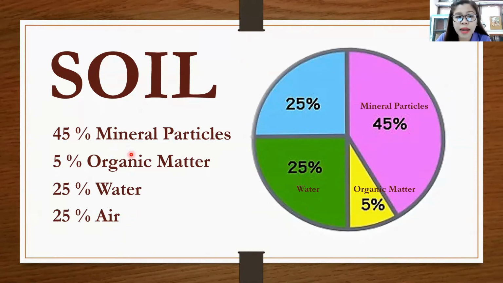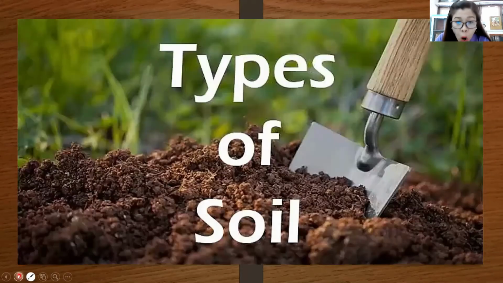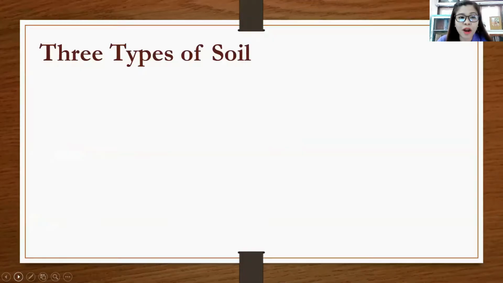So soil is made up of 45% mineral particles, 5% organic matter, 25% water, and 25% air. Soil can be categorized into different types. So what are the different types of soil? There are three major types of soil.